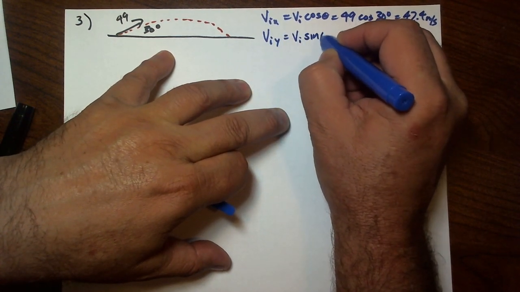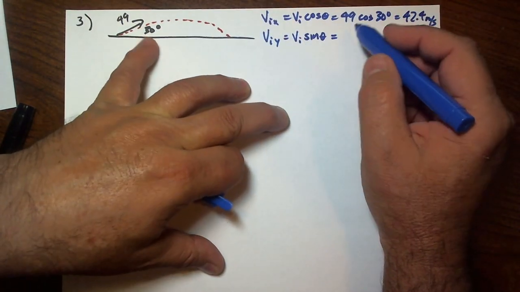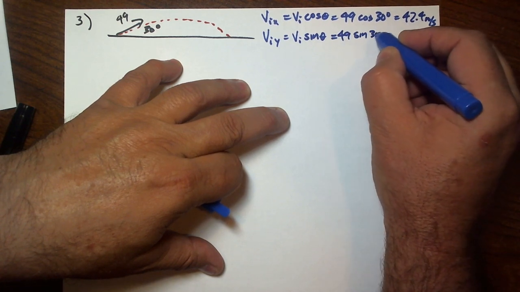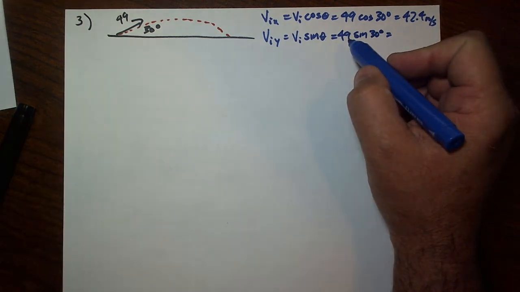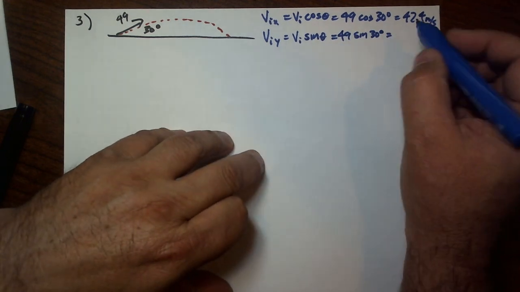VI times the sine of the angle. This is always true, at least if you measure away from the ground. It's going to be 49 times the sine of 30. Now I seem to recall that the sine of 30 is a half, so that's going to be half of 49, but let's just go ahead and do it in the calculator here. Yeah, 24.5.